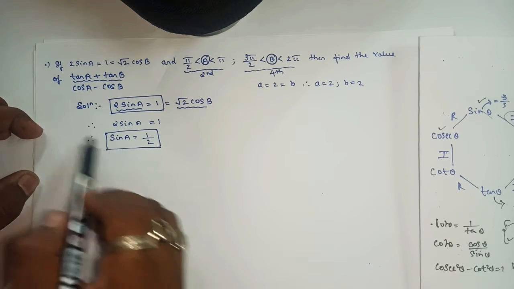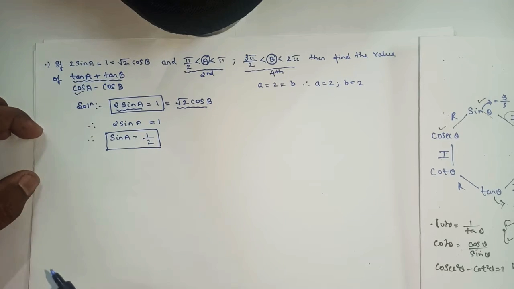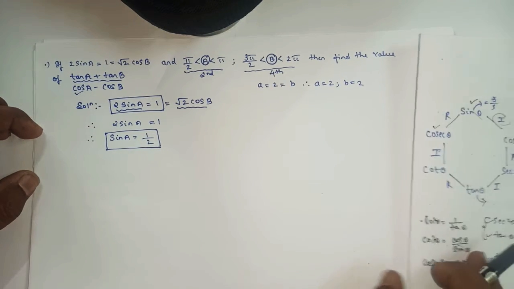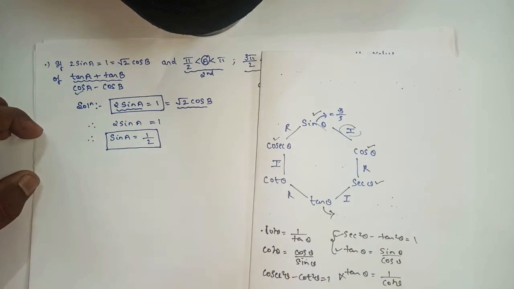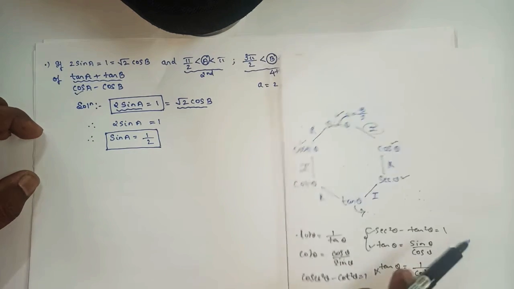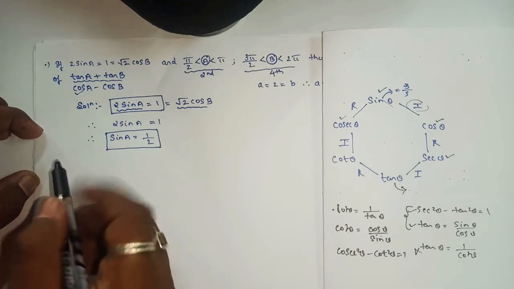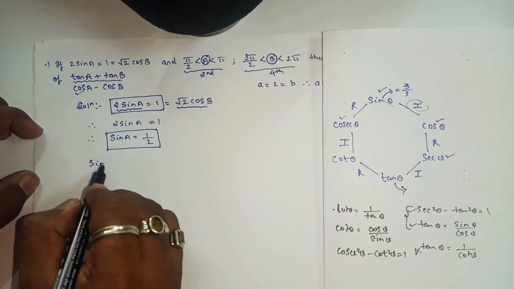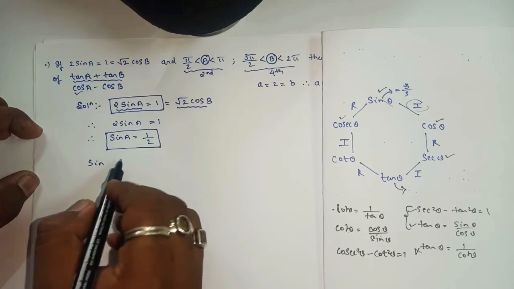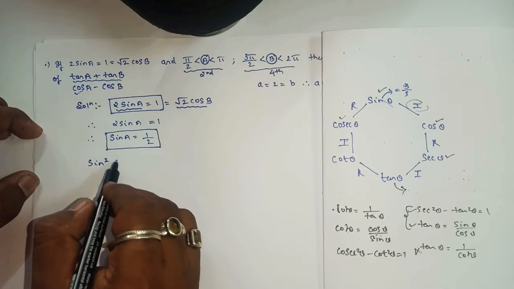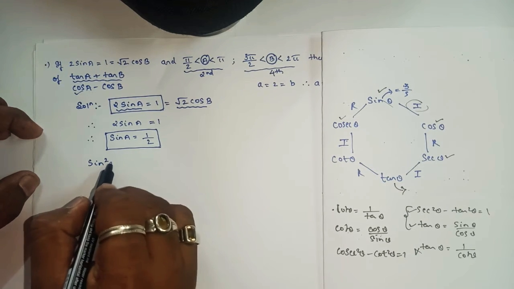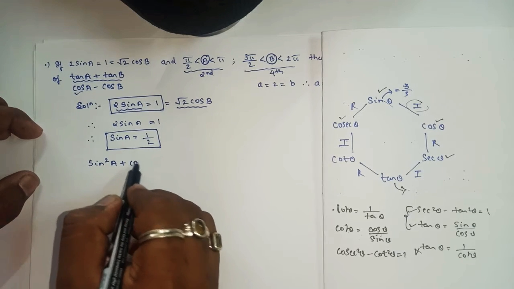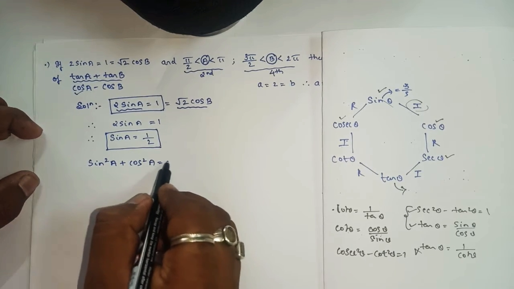Can I say from sine a we can easily find cos a? Yes or no? So what is the relation between sine and cos? The relation between sine and cos is the identity relation. We know the formula: sine square theta plus cos square theta equals 1. But here the angle is a. So we'll write sine square a plus cos square a equals 1.